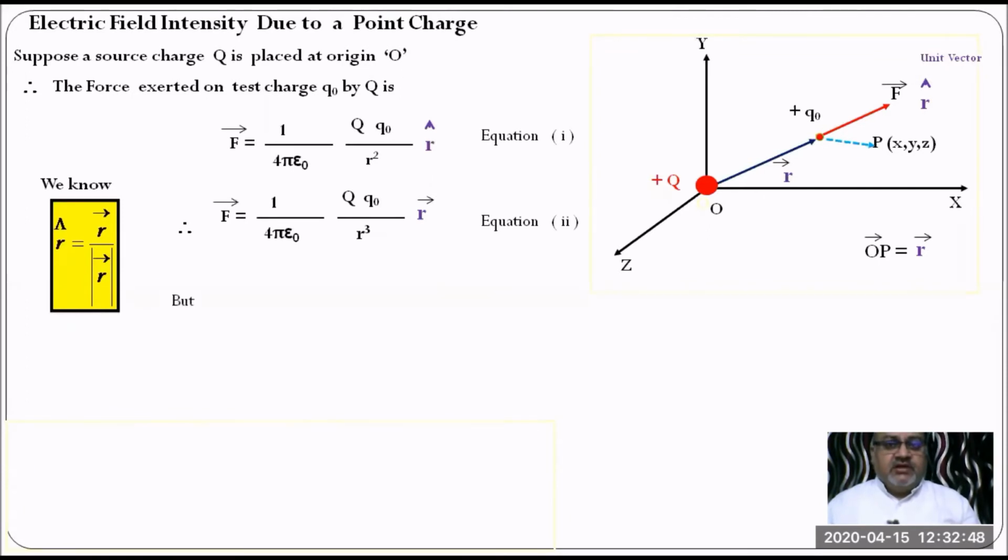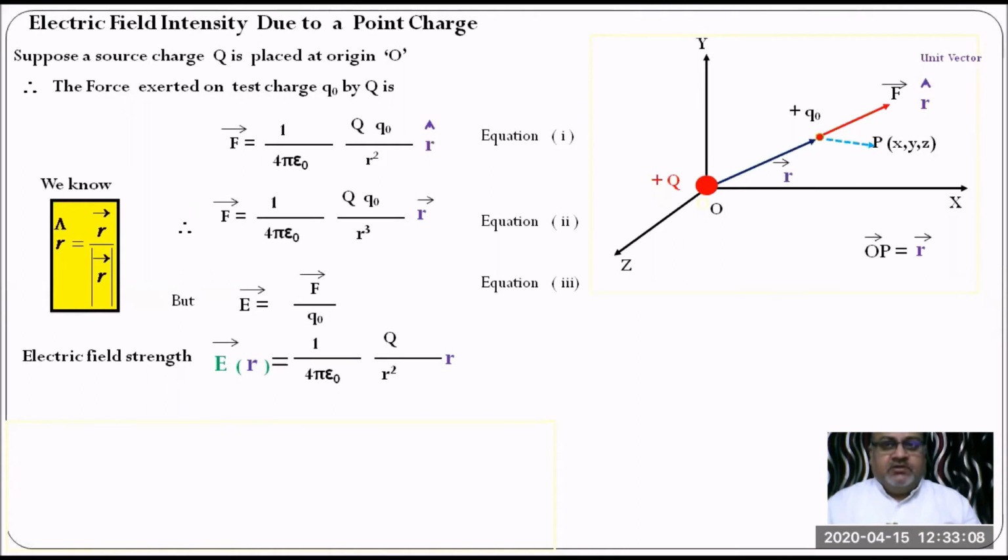Moving further, we know electric field is force per unit test charge. So this is equation number 3. Now we make a combination of equation number 1 and 2, so we get the value of E, electric field intensity. We put F in this, q naught gets cancelled. We have this expression: 1 by 4 pi epsilon naught, capital Q by r square, r unit vector.